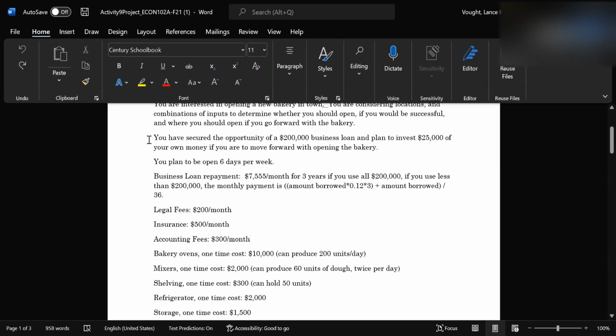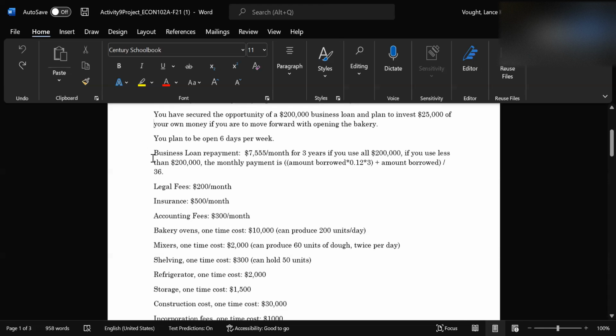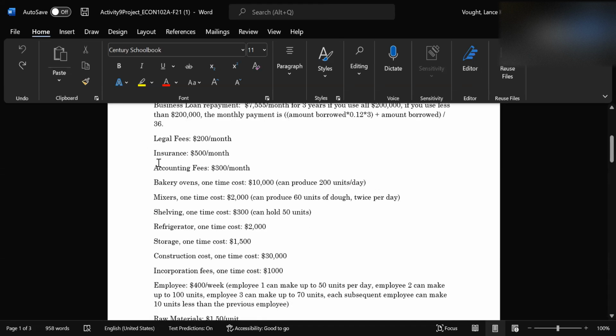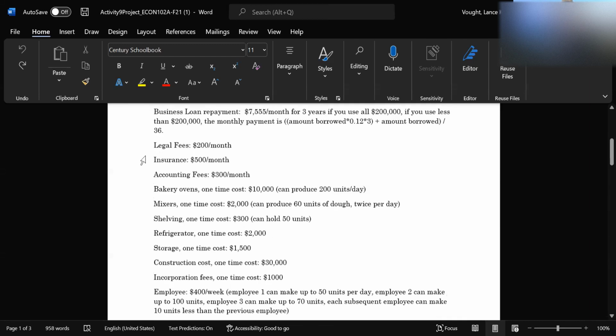Okay, so really the only thing I calculate for the fixed cost is the loan and the rent. And the legal, insurance, accounting stuff, yes, which is 1,000 a month. I made it round. If you just add them all together, it's 1,000 a month. That makes sense now.